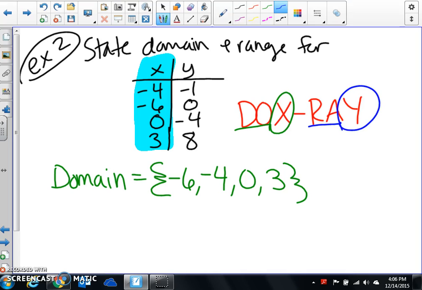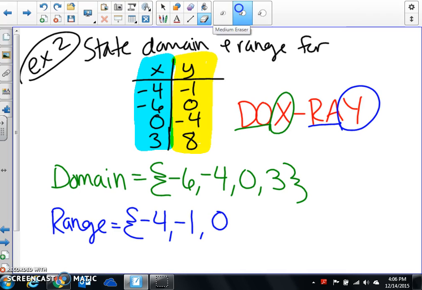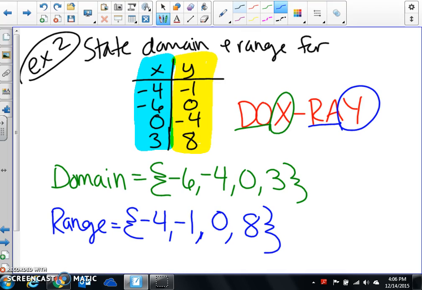Range are my Y values. So range equals, my smallest value is -4, -1, 0, and 8. That's it. Remember, you're going to use curly brackets, those mustaches, because these are separate numbers, not an ordered pair. Ordered pair, we use parentheses. So that's my domain and range.